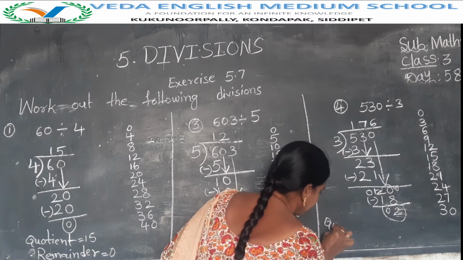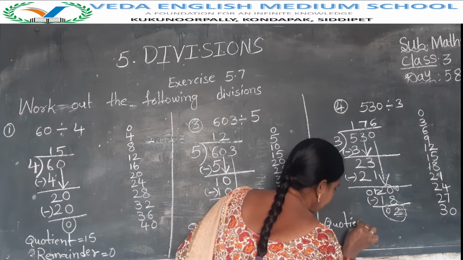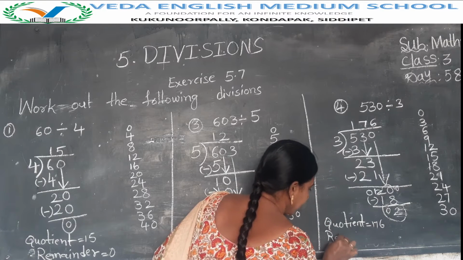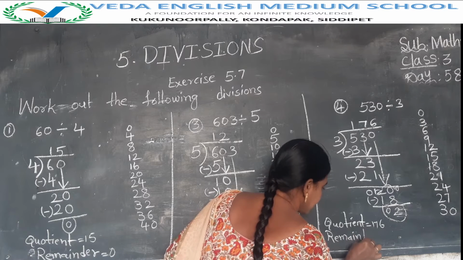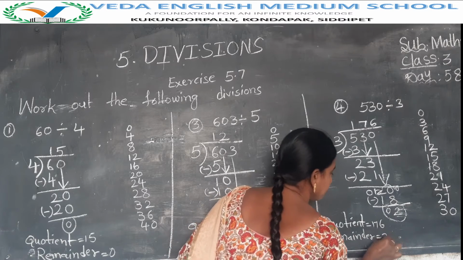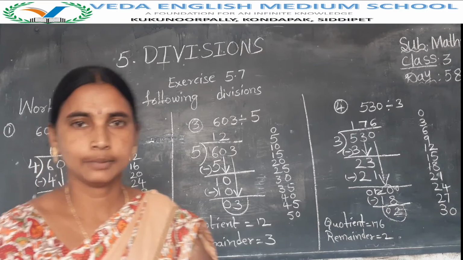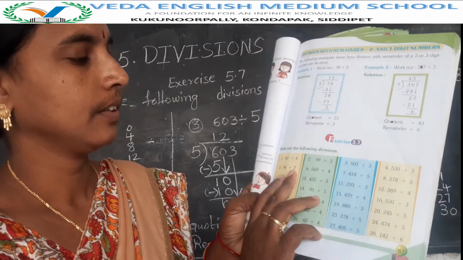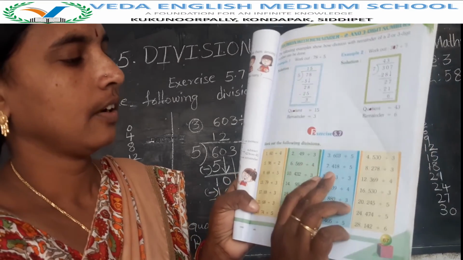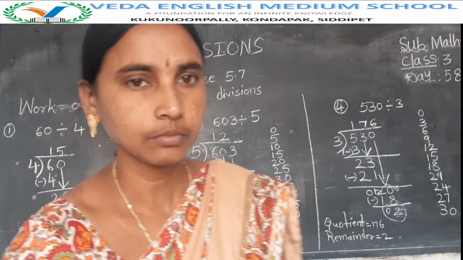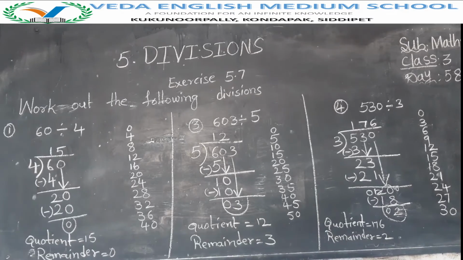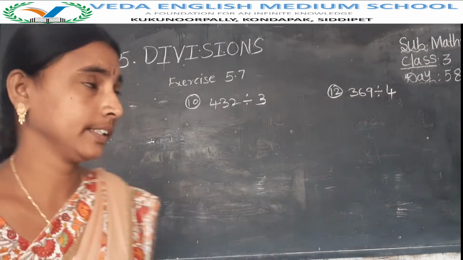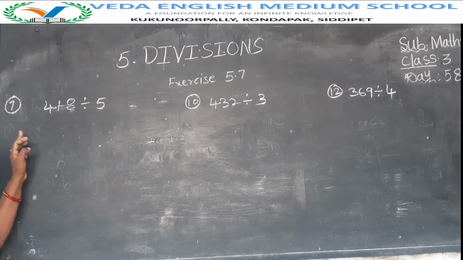Now write the quotient. Q-U-O-T-I-E-N-T. Quotient is 176. Remainder is 2. Okay children, solve like this problem. Next, the fifth problem is also like that. Fifth and sixth problems are your homework. Now I will explain the seventh one. Next, see another problem, the seventh one.